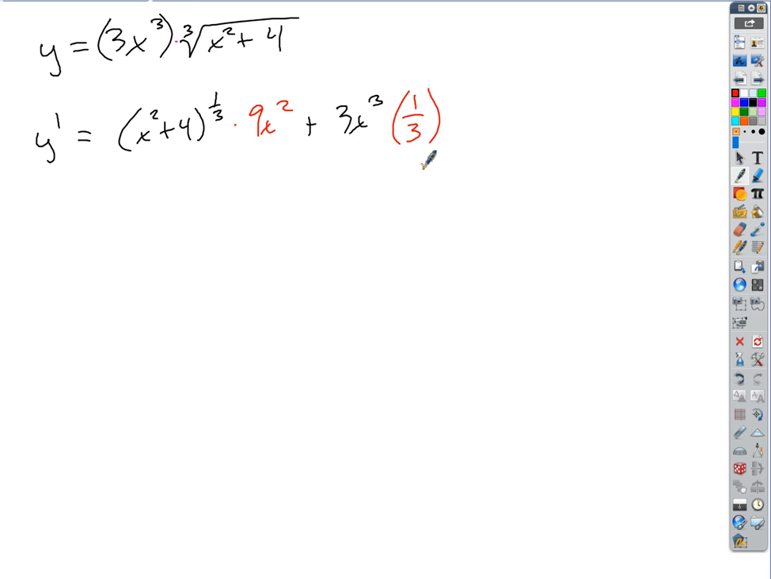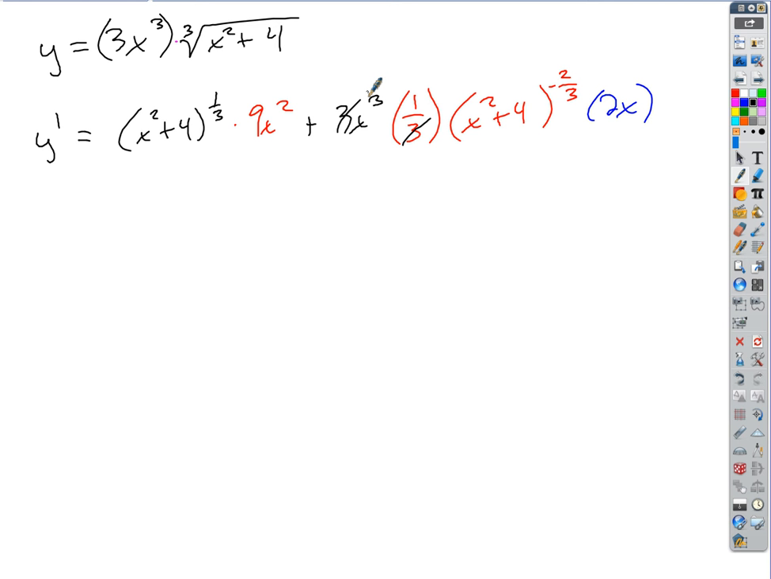So I'm getting 1/3 times x squared plus 4 to the negative 2/3. And then I got one more layer. The derivative of x squared plus 4 is 2x. Okay, so some good stuff happens. The 3's cancel. That's good, right? And now, I could clean this up a little bit, but don't bother.